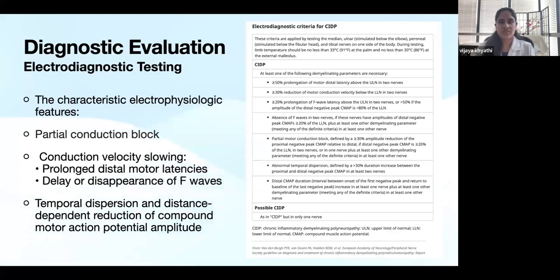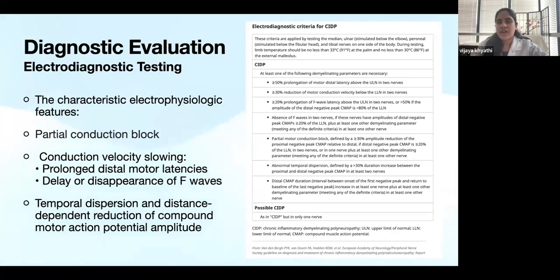Electrodiagnostic testing is one of the important things we need to look for in order to diagnose the person with CIDP. The characteristic features are partial conduction block, conduction velocity slowing with prolonged distal motor latencies, delay or disappearance of F waves, temporal dispersion, and distance-dependent reduction of compound motor action potential amplitude.